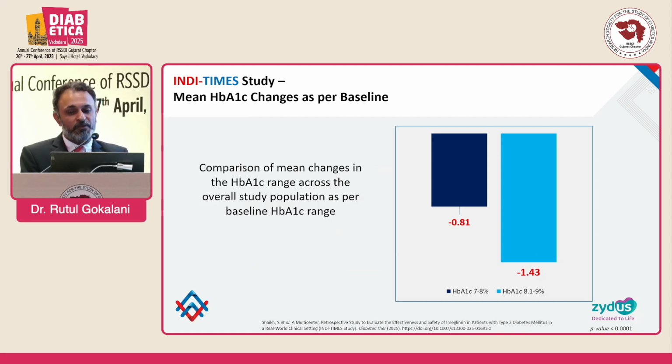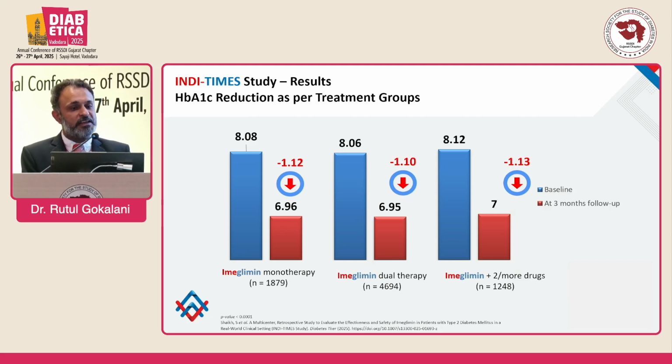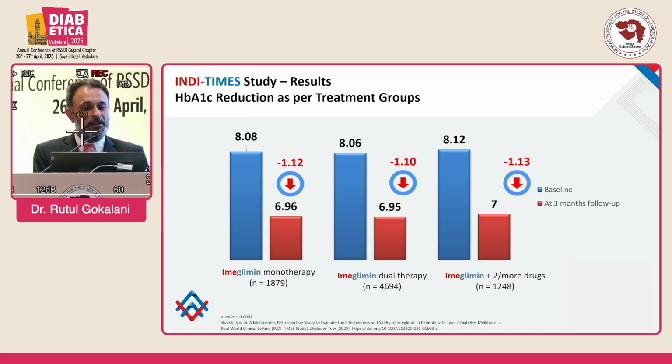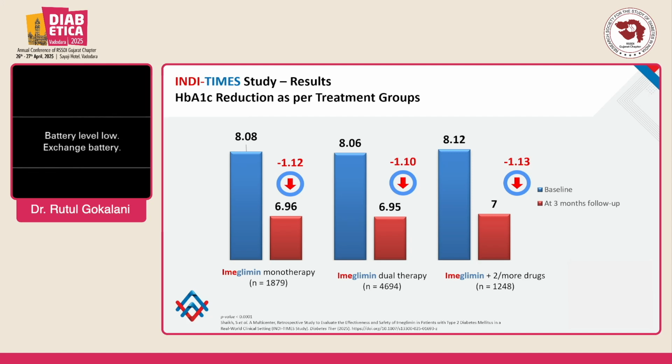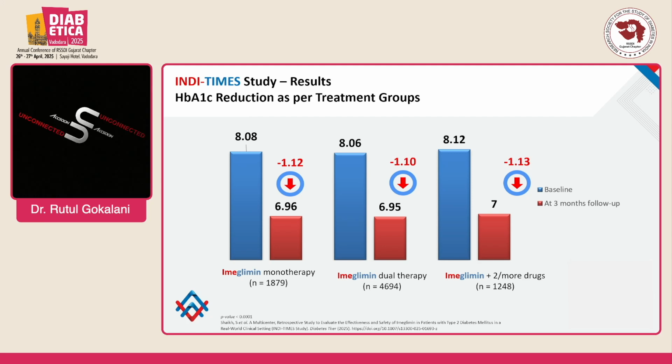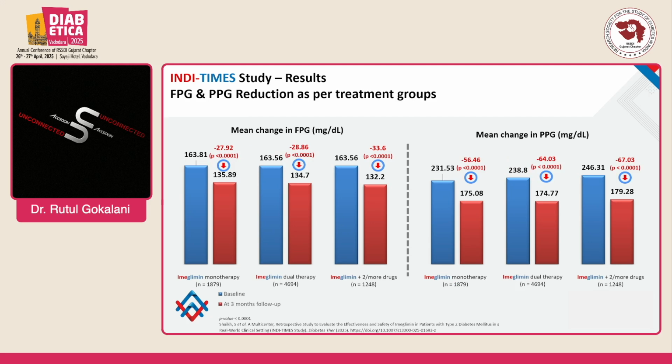The mean HbA1c reduction in patients who had HbA1c between 7 to 8 was around 0.8%, but patients who had higher HbA1c between 8 to 9% showed an HbA1c reduction of 1.4%. So this IndiTimes study showed that as imeglimin monotherapy, it reduces HbA1c by 1.1%. So it reduces HbA1c by almost 1% at every level, whether it is dual therapy or 2 or more drugs with imeglimin.